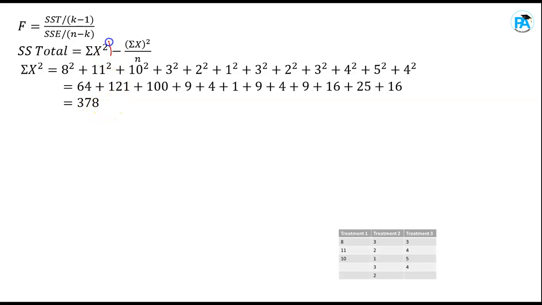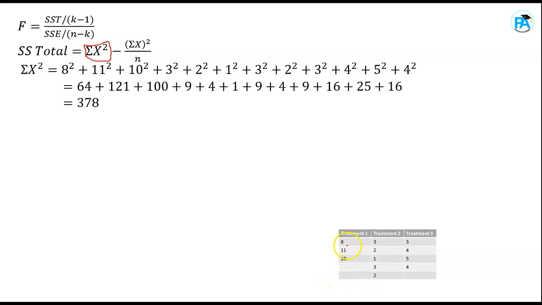So meaning that the whole of this, sigma x squared, gives you 378. Are you getting it? The sum of x squares, okay, you square each observation and you sum them together. That's the meaning of the sigma. Minus sigma x all square. What do we mean by sigma x all square? Meaning that sigma x itself, like each observation, add all of them together.